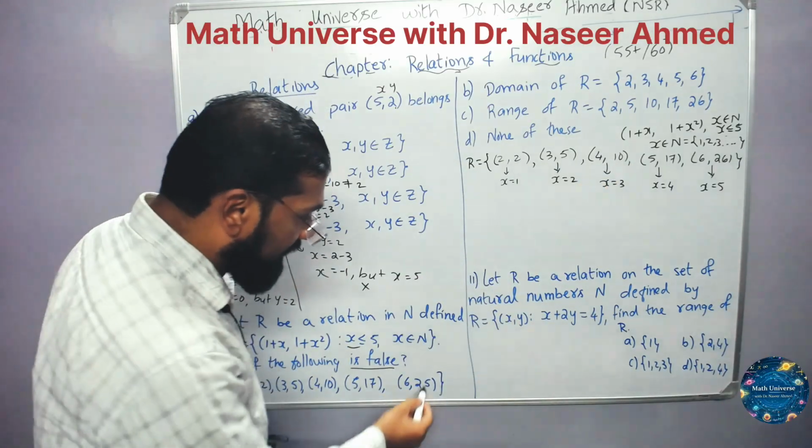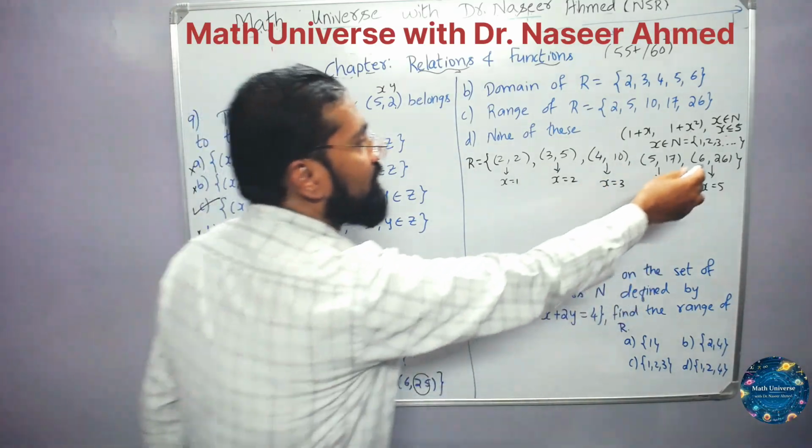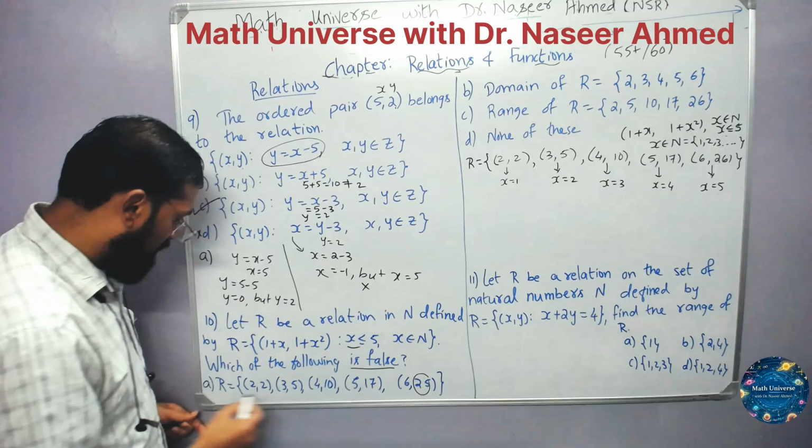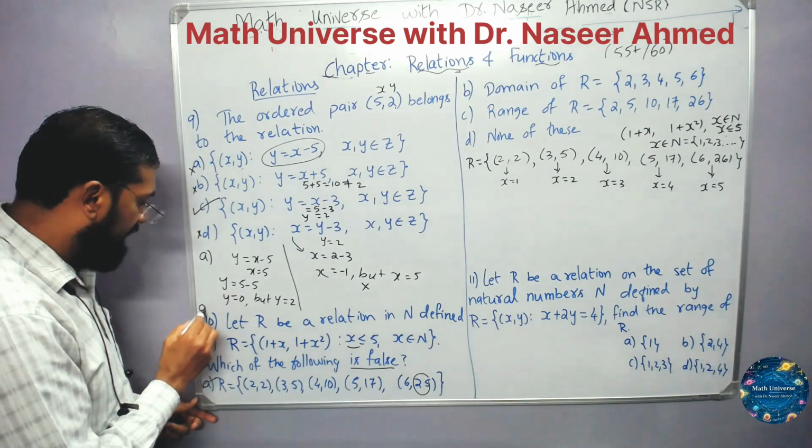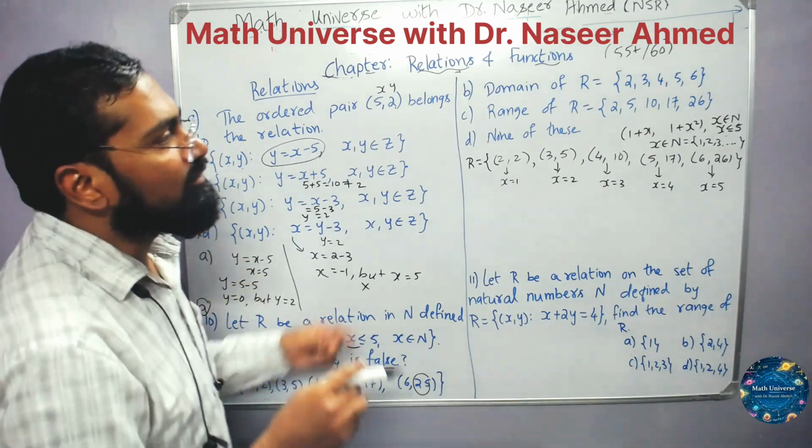Here it is 6 comma 25, but here we have got 6 comma 26. They want the false one, so option A is false. So option A is correct. Let us try to complete the problem.